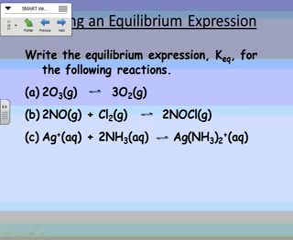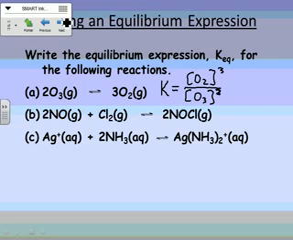Write the equilibrium expression for the following reactions. Okay, and again, this should be fairly easy. We'll just stay in terms of concentration on these for now. So the first one here, your K is going to equal O2 cubed divided by O3 squared. Okay? See how easy this is? It's not hard at all.